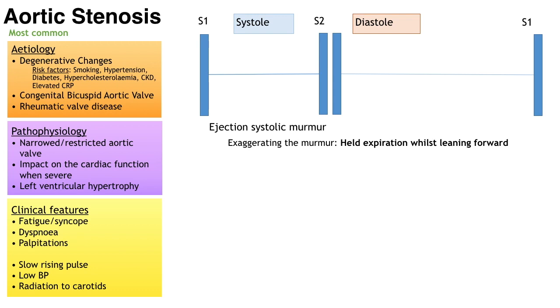On examination, you might see that they have a slow rising pulse and a low blood pressure. And on auscultation, you will hear an ejection systolic murmur, which can also be described as a crescendo-decrescendo pattern that peaks in the mid-systolic cardiac phase. And this is heard best on the right upper sternal border. Using the bell of the stethoscope, you want to listen over the carotid pulses, and here you're seeing if there's any radiation of that murmur.